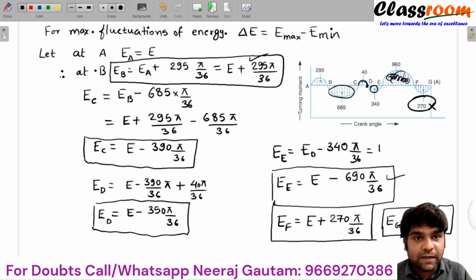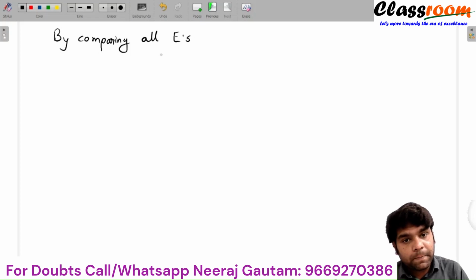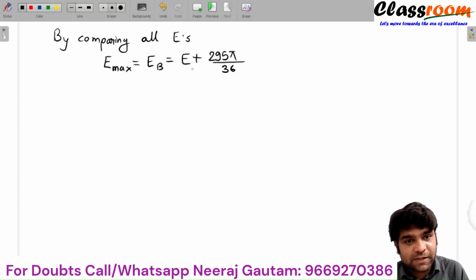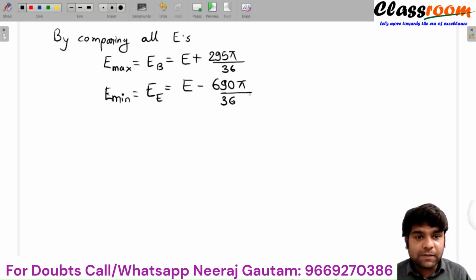So the maximum energy, by comparing all E's, E max is equal to EB equals E plus 295 pi by 36, and E minimum is EE, which is equal to E minus 690 pi by 36.